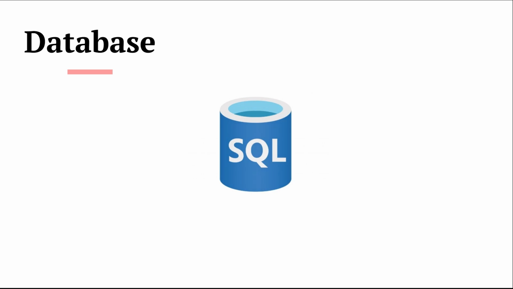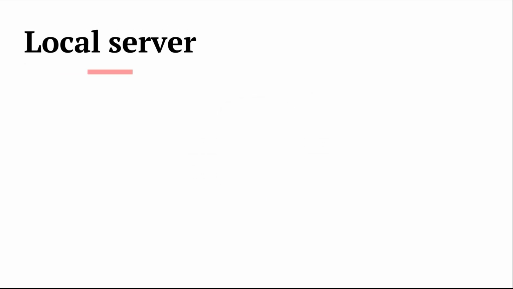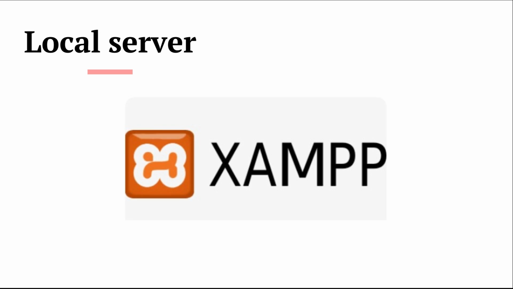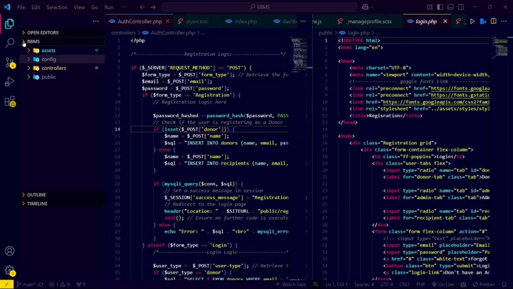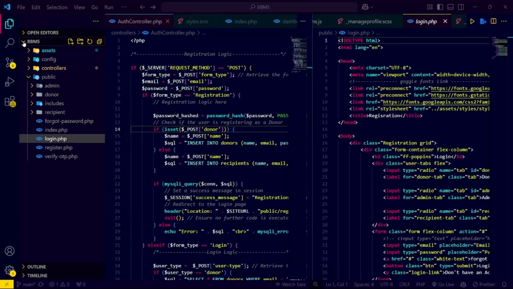It efficiently stores and manages donor, recipient, and inventory data while ensuring data integrity and security. To develop and test this project locally, I used XAMPP, which provides an Apache server, MySQL database, and PHP environment all in one package. Now, let's take a look at the folder structure of my blood bank management system project. I have organized the project into multiple directories to keep the code clean and maintainable.